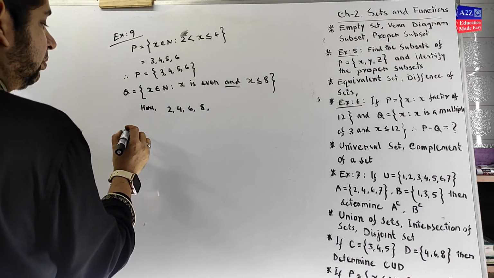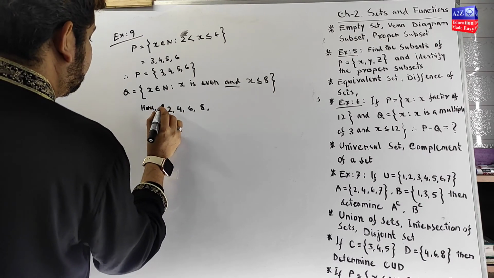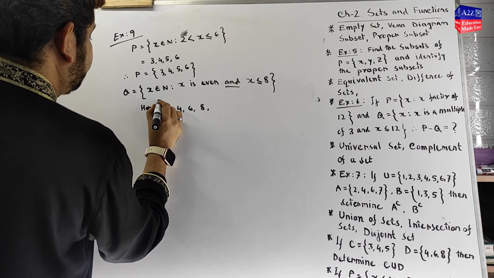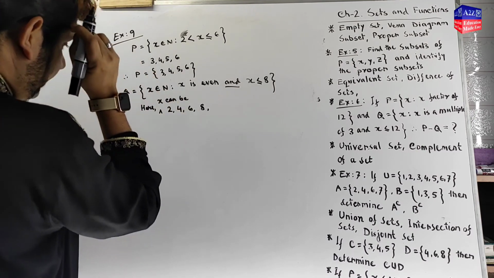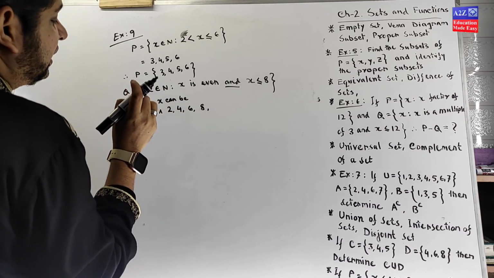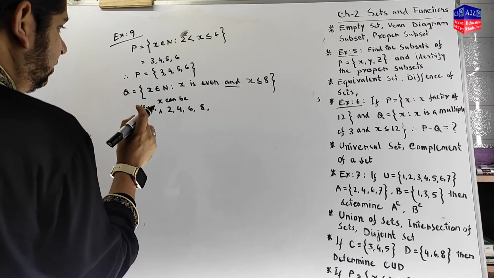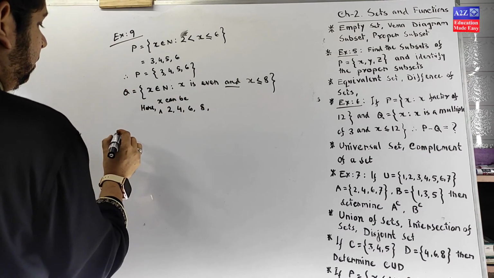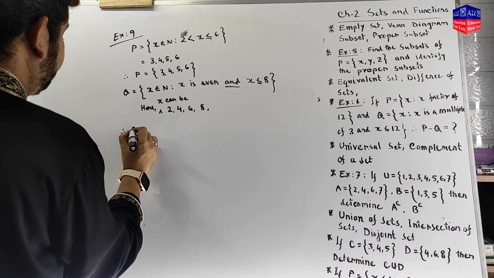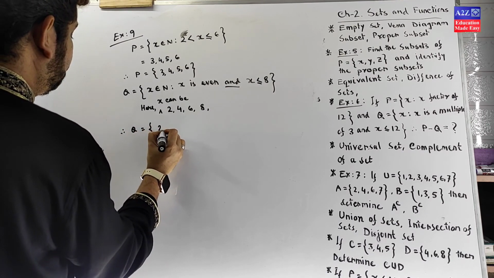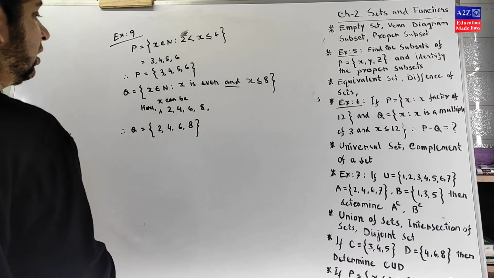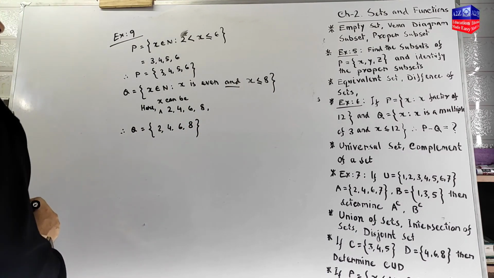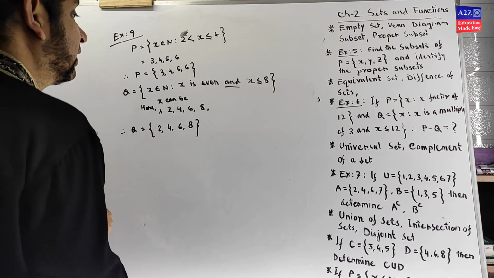Therefore here you can write it like this. Here x can be 2, 4, 6, 8. Now the set would be Q equals 2, 4, 6, 8. I cannot take the even numbers that are greater than 8.